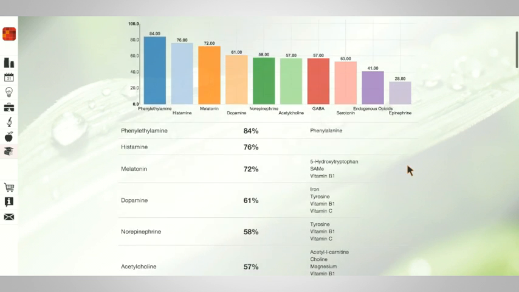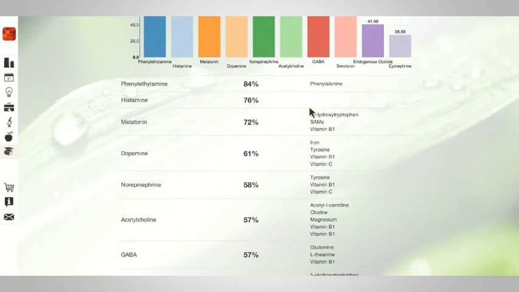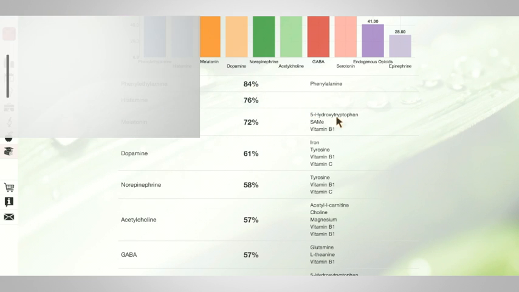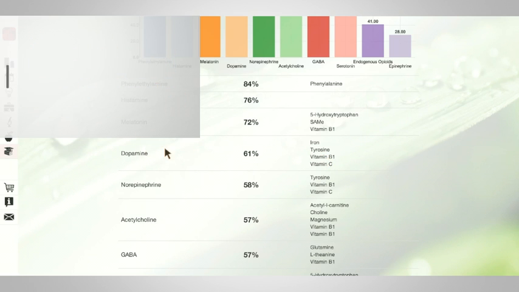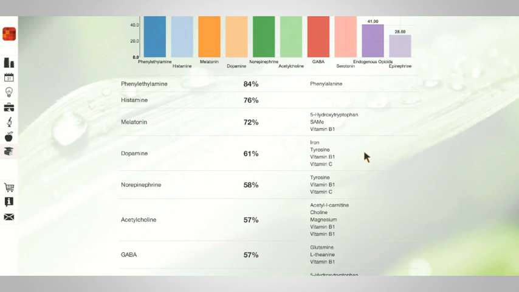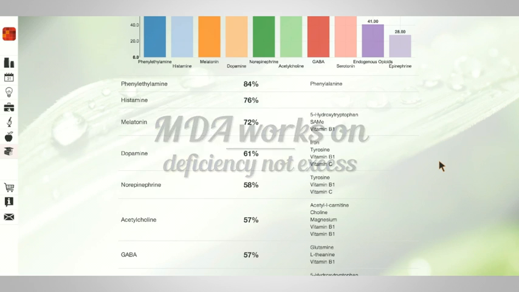The second area of the screen is the nutrient neurotransmitter link. Again, we've got the neurotransmitter deficiency listed here, but we also have the nutrient substrate that is important to support that neurotransmitter. Now, the MDA does work on a system of deficiency, not excess, so it doesn't really assess neurotransmitter excess, but really only assesses neurotransmitter deficiency.